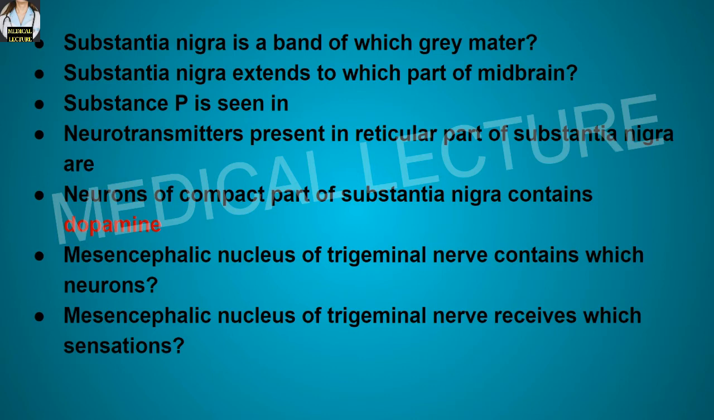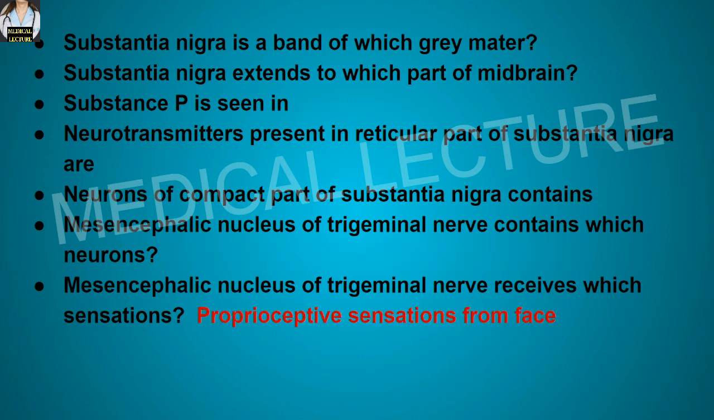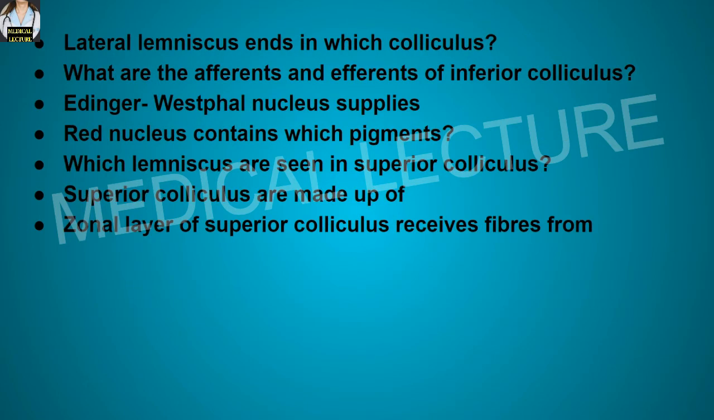Mesencephalic nucleus of the trigeminal nerve contains which neurons? It contains unipolar neurons and is a sensory nucleus. Mesencephalic nucleus of the trigeminal nerve receives which sensations? It receives the proprioceptive sensation from the face. Lateral lemniscus ends in which colliculus? It ends in the inferior colliculus.